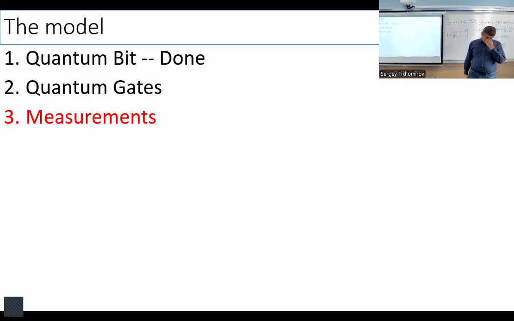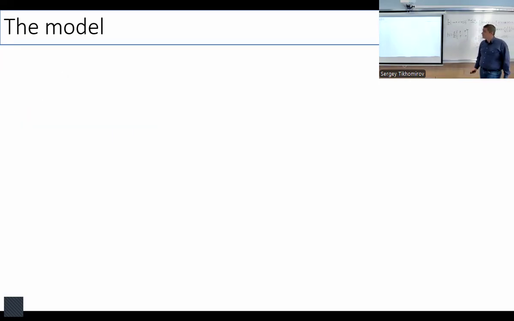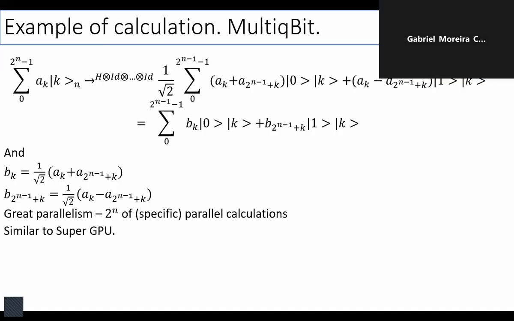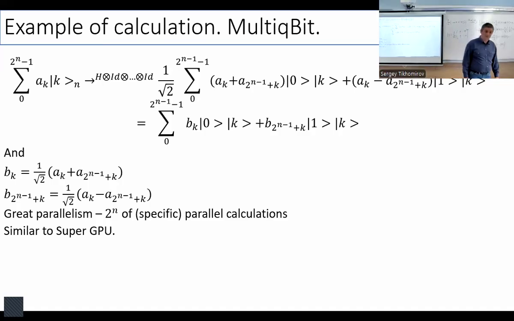Sergey had a very good question: does the time of execution depend on the number of qubits? Maybe there are more questions. It was really very good, and I should stress it.